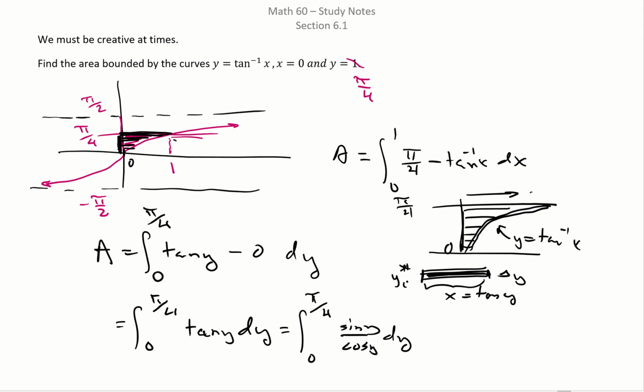What are the techniques of integration? There's only one that we've learned. It's called u substitution. Can we use u substitution here? Yes, we can. Look, I'll rewrite it as the integral from 0 to pi over 4 of 1 over cosine of y times sine of y dy.